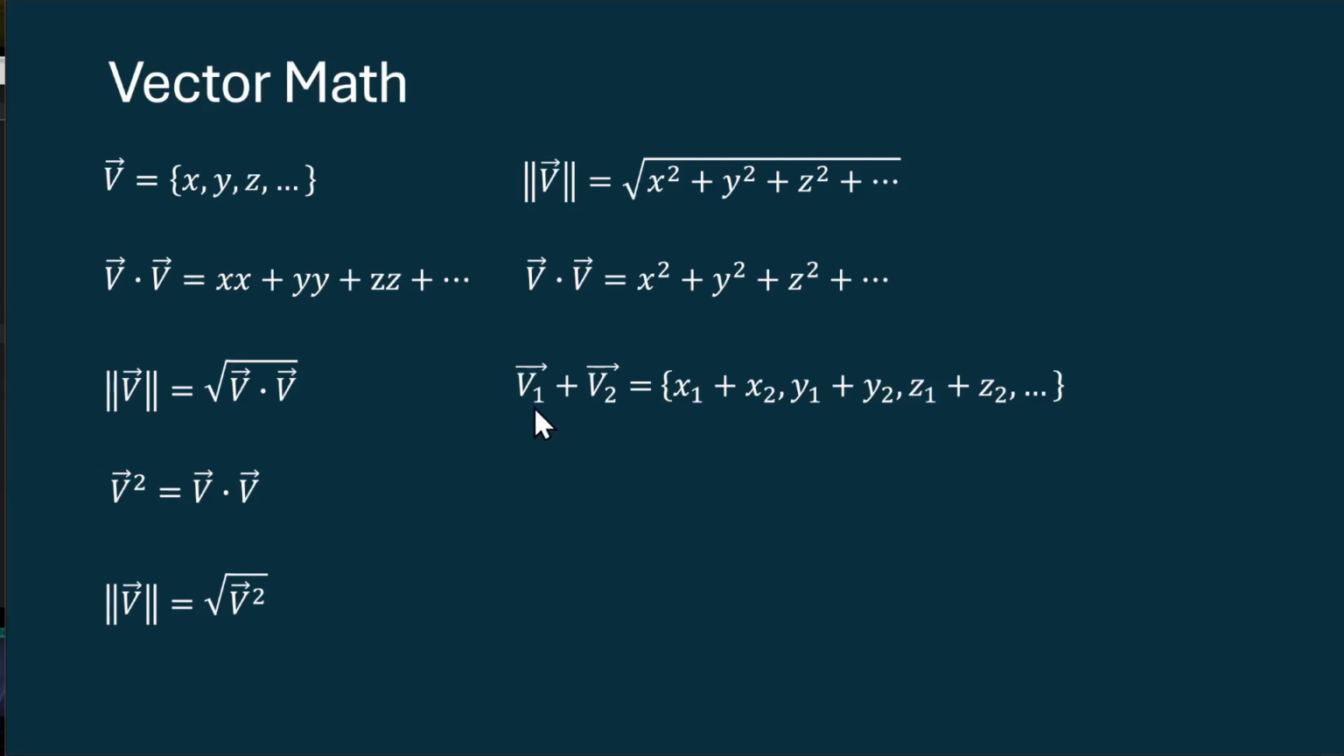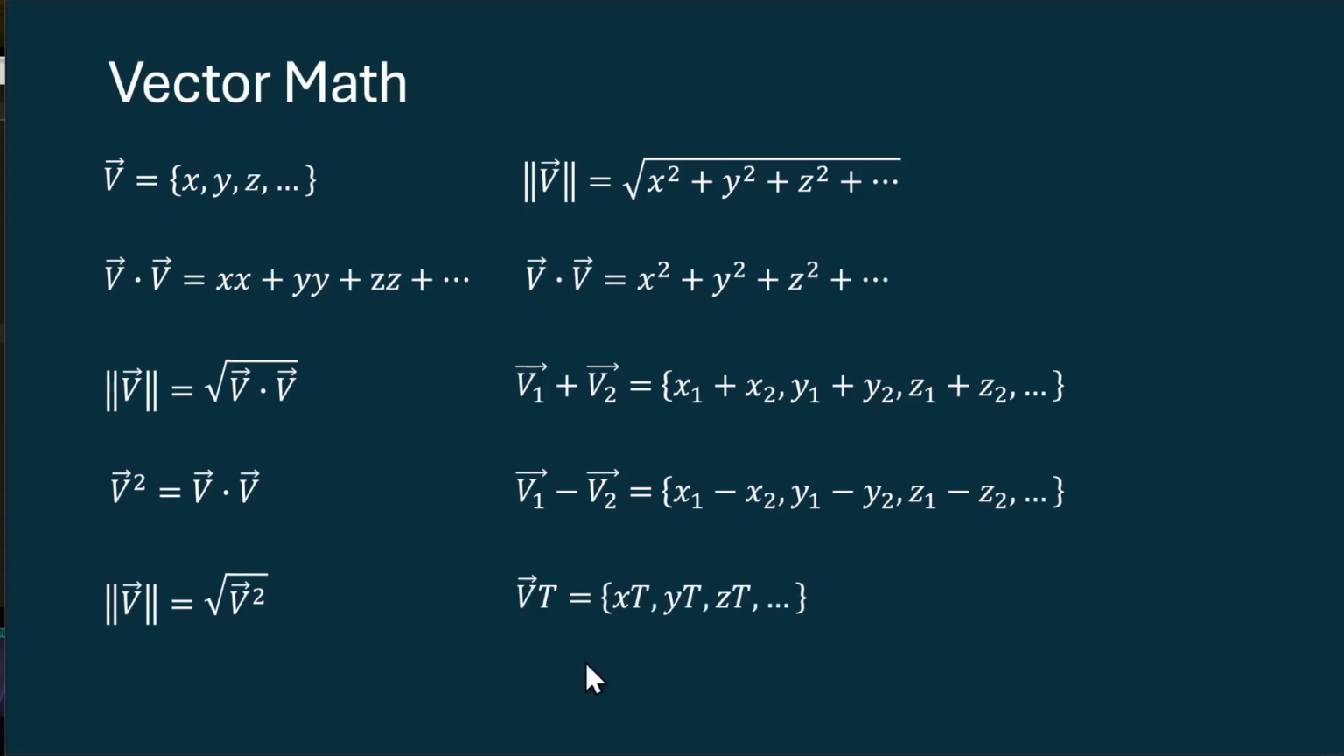And two vectors added together, each component is added. These result in a single number. This is not a vector result. Whereas if you add two vectors, you end up with another vector where each of the components is added together. Or subtraction, each of the components is subtracted from each other. And a vector times a scalar, that scalar is just distributed through the vector.